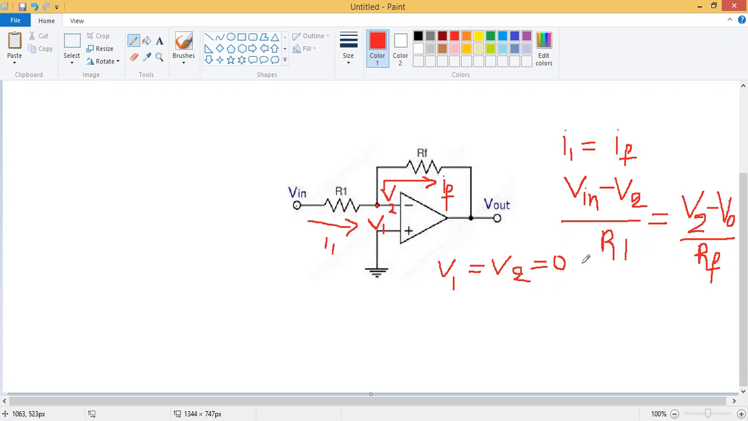As I told, V1 is 0, so automatically V2 is equal to 0. So this term will become 0. This entire term will become 0, and this term also 0. Now this equation can be modified as Vin by R1 equals minus V0 by RF.